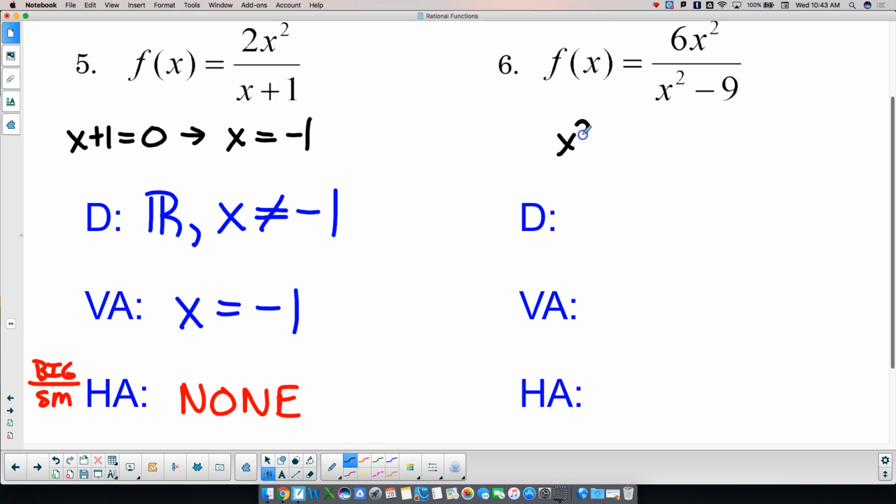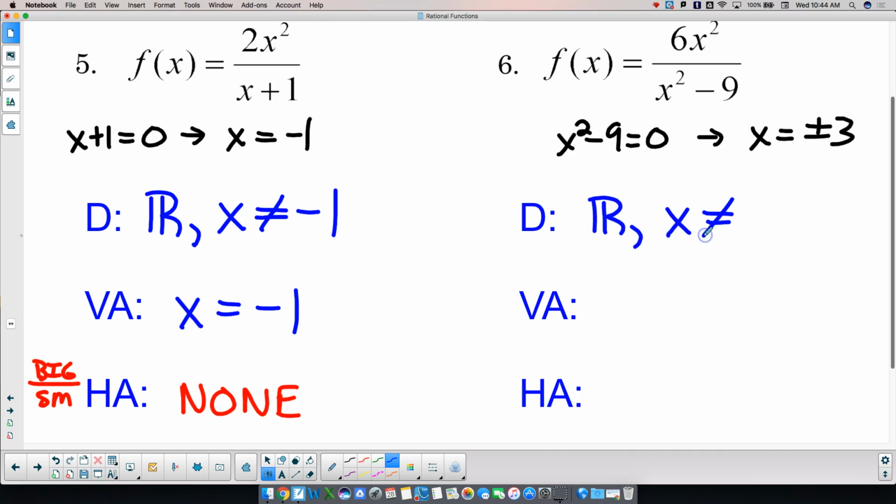x squared minus 9 equals 0. So that gives me x equals plus or minus 3. We did that a couple of times today already, so I'm not going to show all the work on that one. Agree? So that tells me that my domain is all real numbers with the exception x cannot equal plus or minus 3.